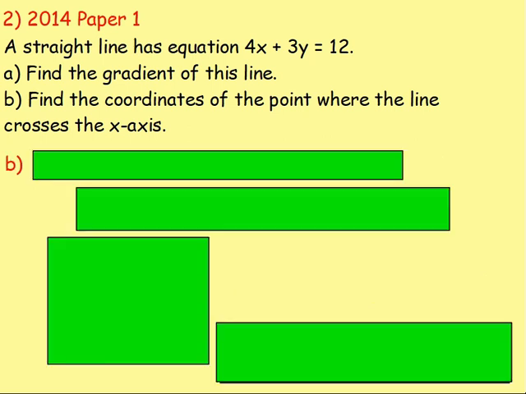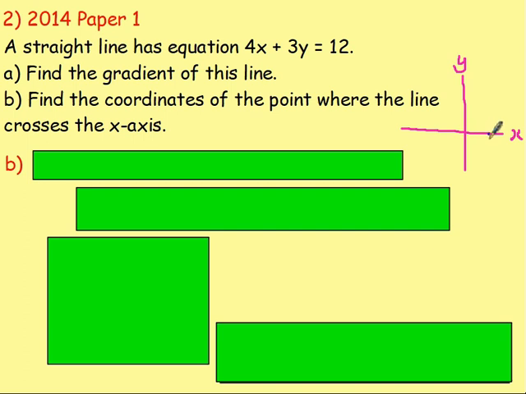Part B, find the coordinates of the point where the line crosses the x-axis. Once again, just going to draw this out. So we've got our x-axis and we've got our y-axis. Just going to put x here and y here. So we want to know the point where it crosses the x-axis.